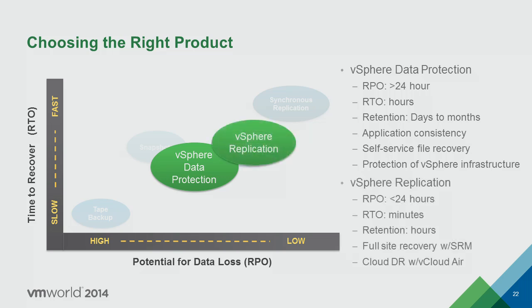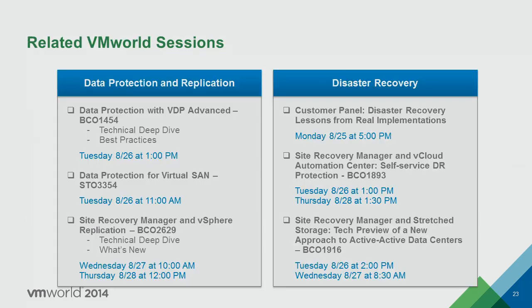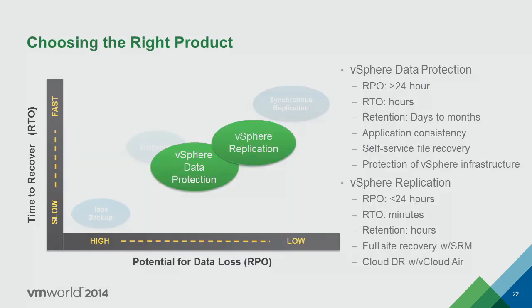And vSphere Replication is slightly above and to the right. That doesn't necessarily mean it's a better product, it's just a different product. RPOs of less than 24 hours, RTOs of minutes, retention in hours, a great use case with SRM, and lastly the cloud-based DR with vCloud Air. So I think that's our last slide. Any questions out there from the audience today?